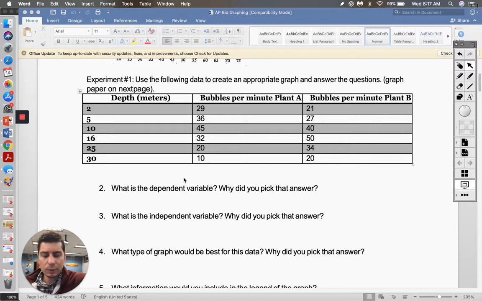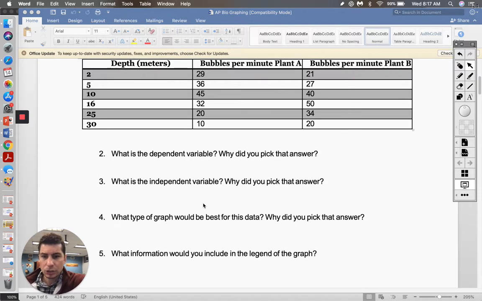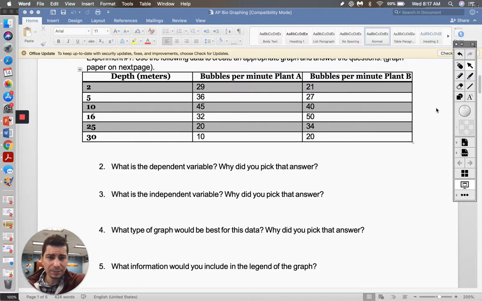All right. Now, what you guys want to determine is, would a line graph be best? Would a scatter plot be best? Would a bar graph be best? Most of the time, guys, it's going to be between a line graph and a bar graph. Okay. So in this one, what's going to be our dependent variable? This is probably going to be our bubbles.